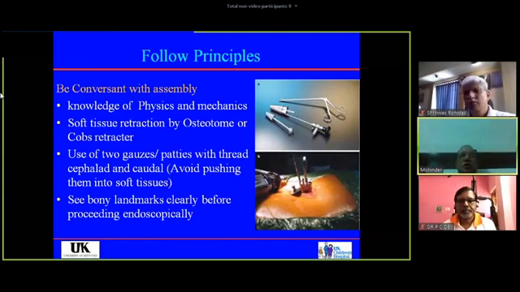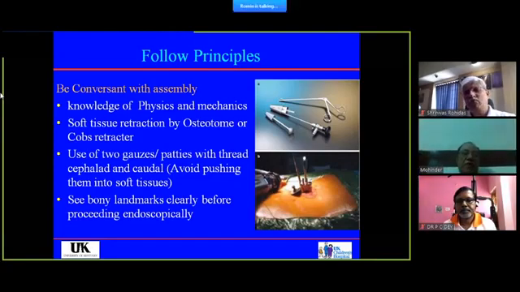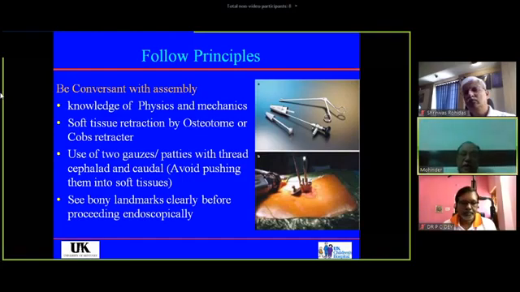No point if you are blinded by soft tissue or blood is coming and you start cutting the lamina. I think you will be more frustrated, you'll be more upset. It is better to have clear-cut bony landmarks as you see during open spine surgery, and then only you proceed with the next step.